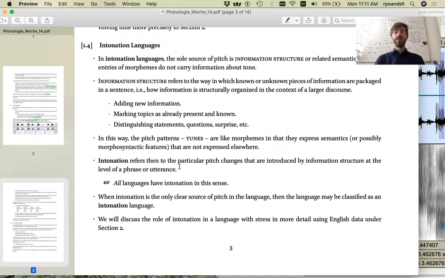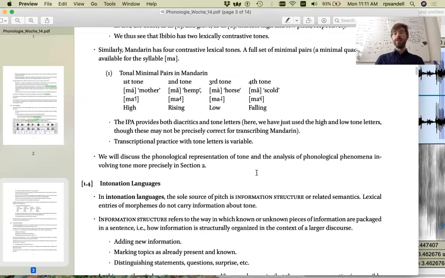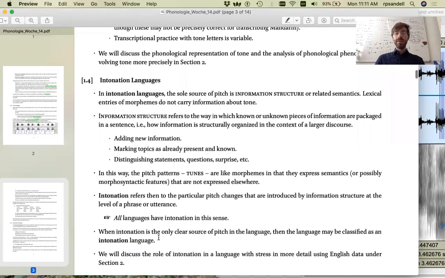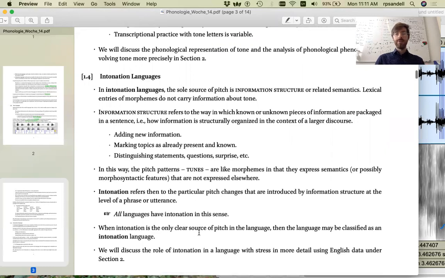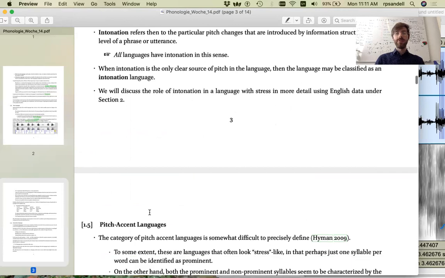So here, intonation as a whole refers to the particular pitch changes that are introduced by information structure at the level of the phrase or even at the level of the whole utterance. And all languages seem to have intonation in this sense. So also tone languages like Ibibio or Mandarin can have intonation in the same sense, but when intonation is the only clear source of phonological pitch in a language, then we will classify that language as an intonation language. And we'll see this in more detail using English in section 3 of today's lecture.